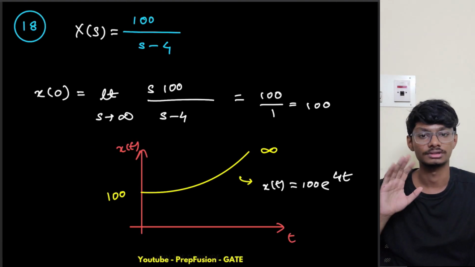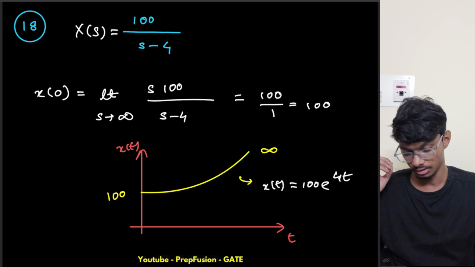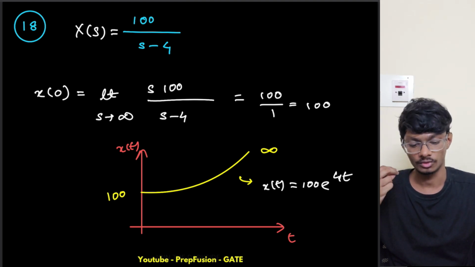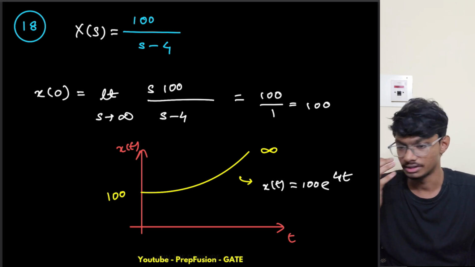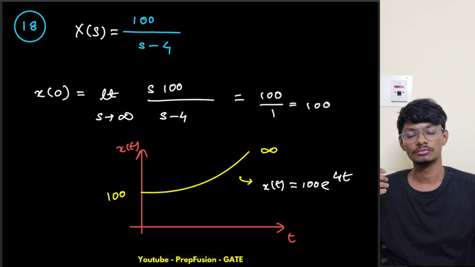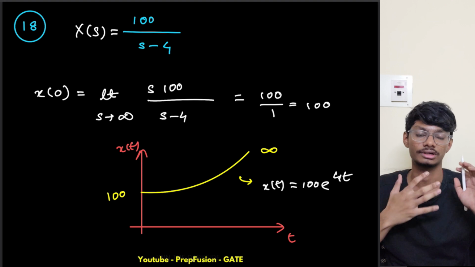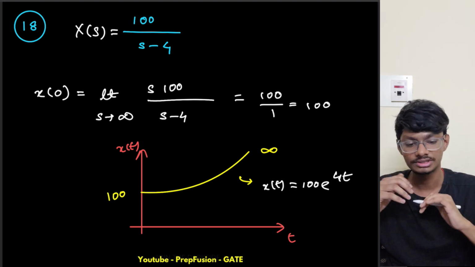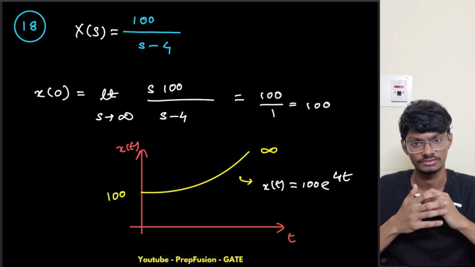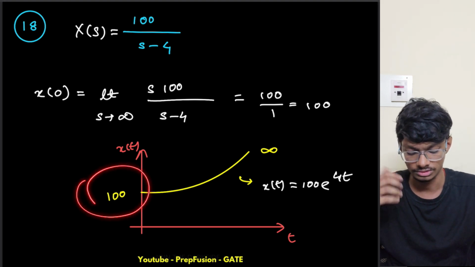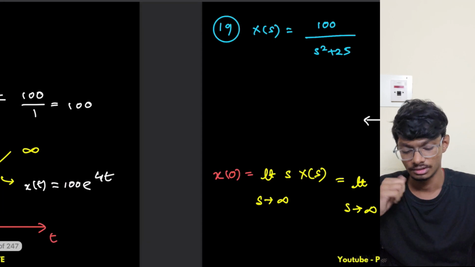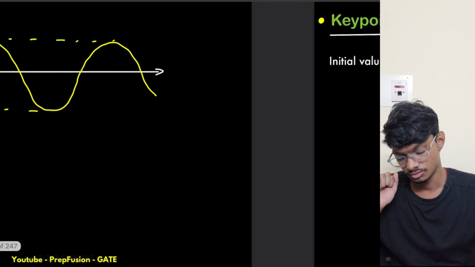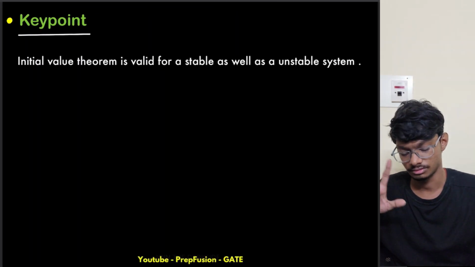The initial value theorem works for stable and unstable systems, and for marginally stable systems also. It works for all three, because we are only calculating the initial value, not the final value. Initially there may be some constant value, because for an unstable system also initially there is some value, then it goes unbounded. That is the reason. So these are the main points.